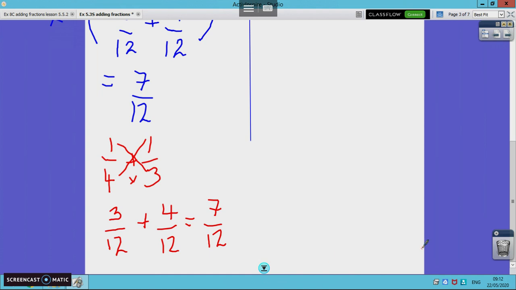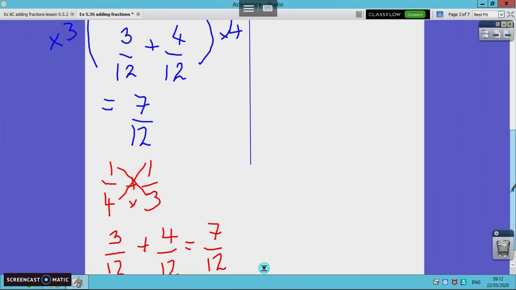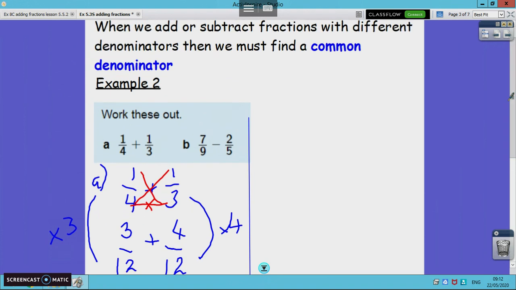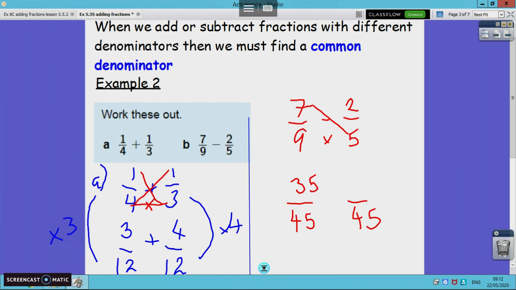Okay, that's only if you're not really confident with it and you just want to find a way that works for you. Okay, so let's do the next one. Let's do 7/9 minus 2/5. We can do exactly the same thing, we just need to take away at the end. So let's multiply the denominators together to see what our common denominator is. It's 45 and 45. Then we need to do this. 7 times 5, 35. Put our takeaway in the middle. 2 times 9, 18. So we need to do 35, take away 18.